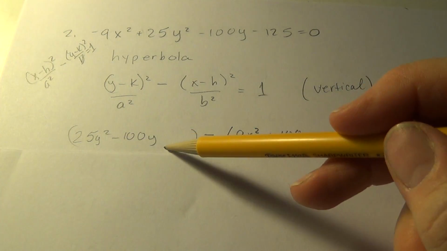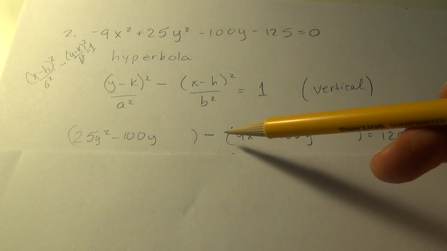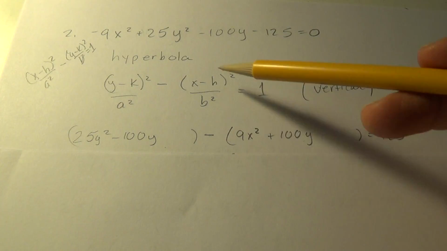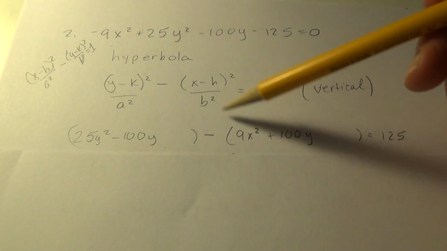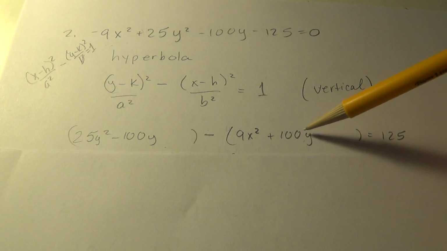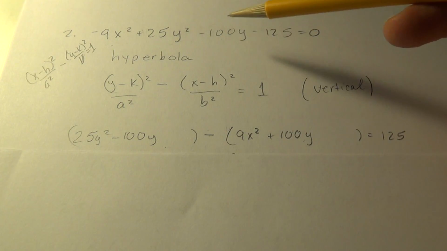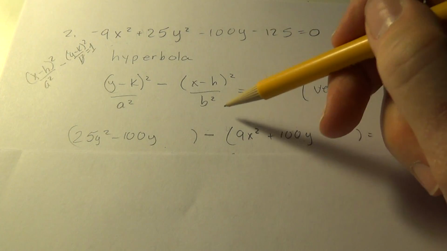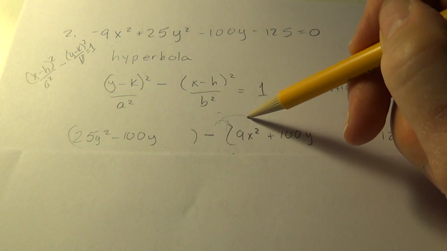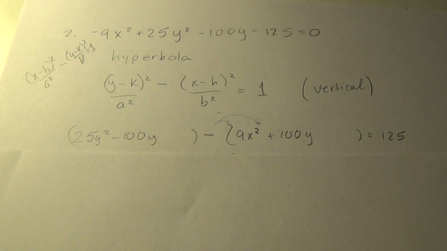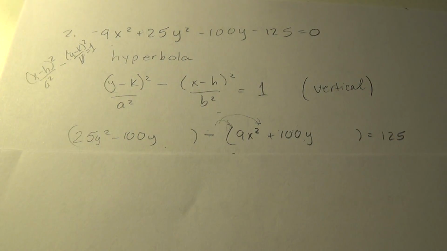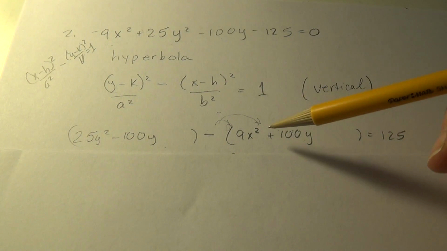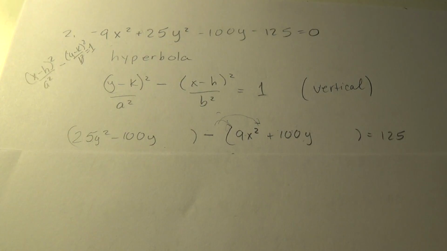All right, so I gathered the y and gathered the x. Notice behind this negative sign, there has to be a negative sign. It's not so tricky with the 9x squared, but this term appears up here as negative, but down here it's positive because this negative affects the terms behind it. Before we can complete the square, this has to be a 1, so I factor out a 25 there, and I factor out a 9 here.